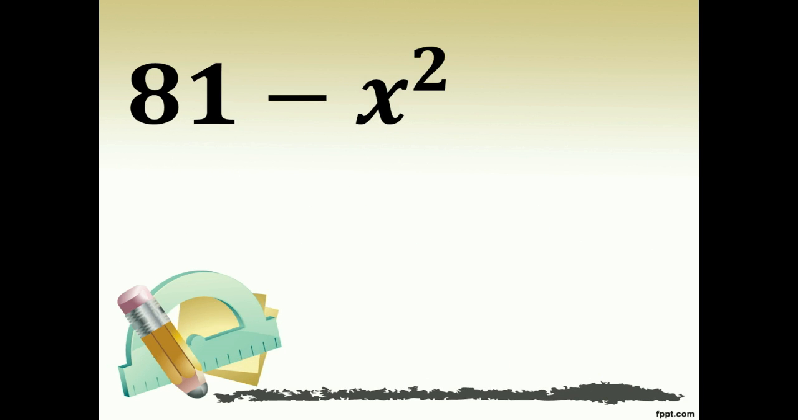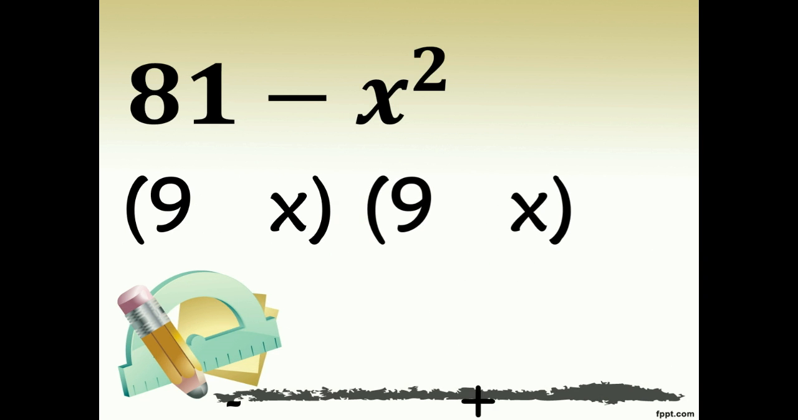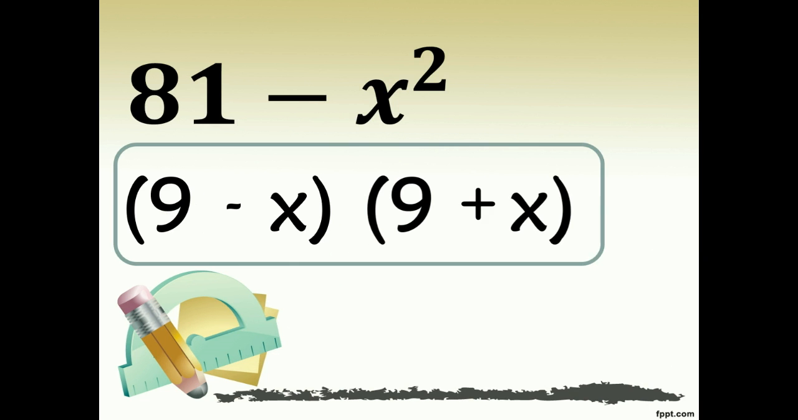Next, we have 81 minus x squared. Square root of 81 is 9. Square root of x squared is x. Double the factors. One is negative, one is positive. Final answer, 9 minus x multiplied by 9 plus x.